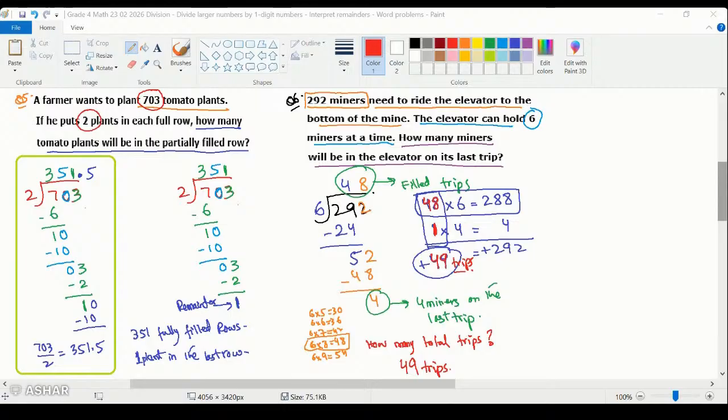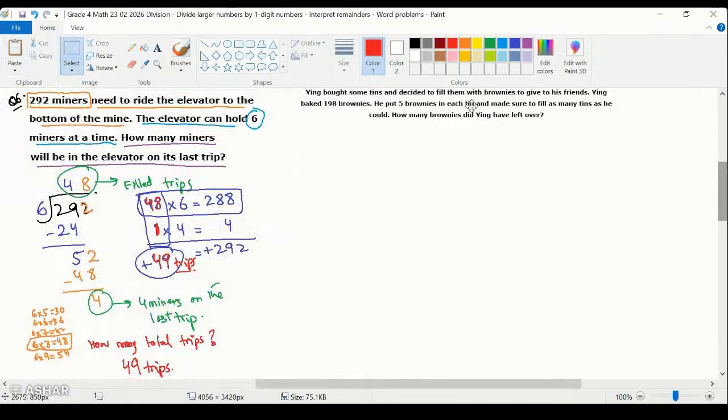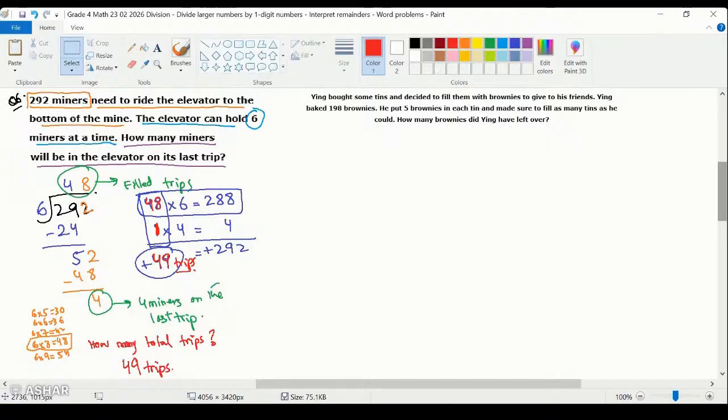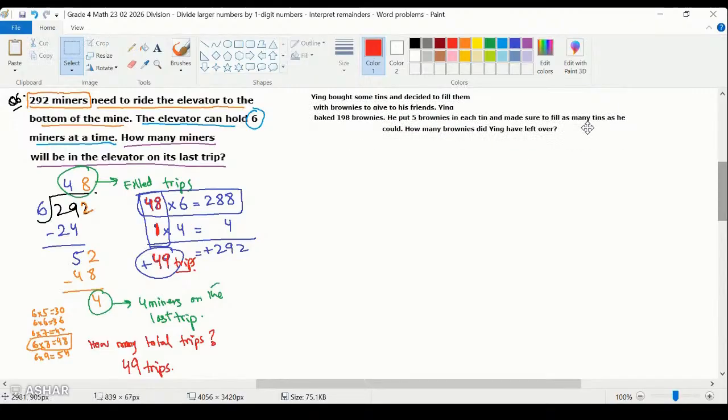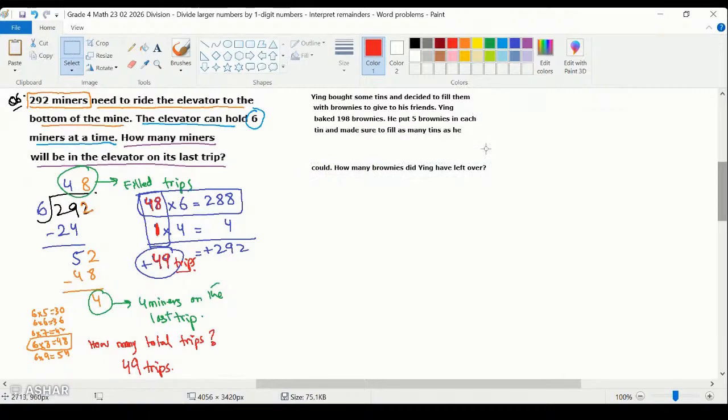Question number 7, they are saying Ying bought some tins and decided to fill them with brownies and give it to his friends. Ying baked 198 brownies. The total number of brownies baked were 198. He put 5 in each tin. How many were left over that did not go into a tin?